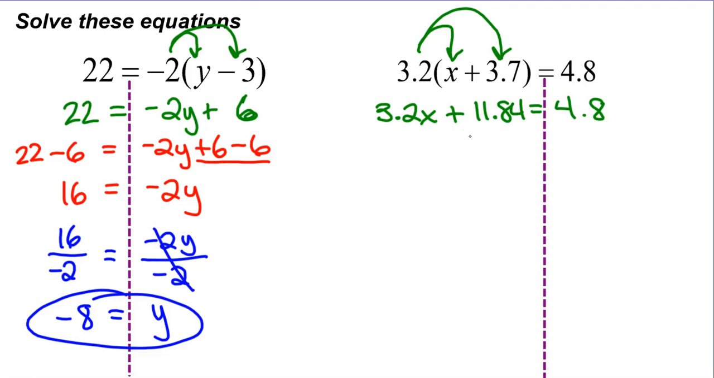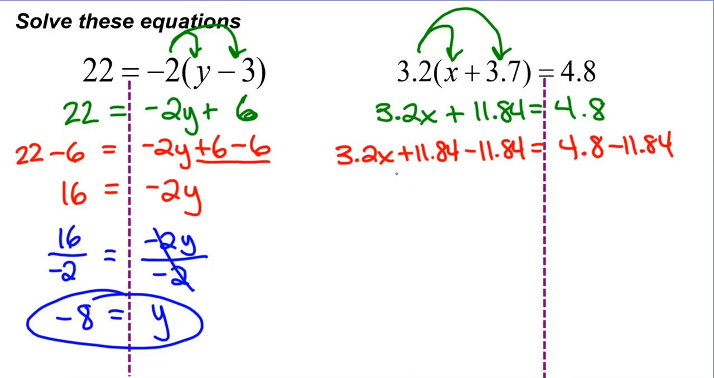So that's step 1, eliminate the parentheses using the distributive property. Now I need to undo this addition. I'm going to do that with subtraction. I'm going to subtract 11.84 from both sides. And then again, these two terms will cancel each other out. I'm left with 3.2x, and 4.8 minus 11.84 is -7.04. So that's step 2. Now step 3, I need to get rid of that multiplication. I'm going to divide both sides by 3.2.